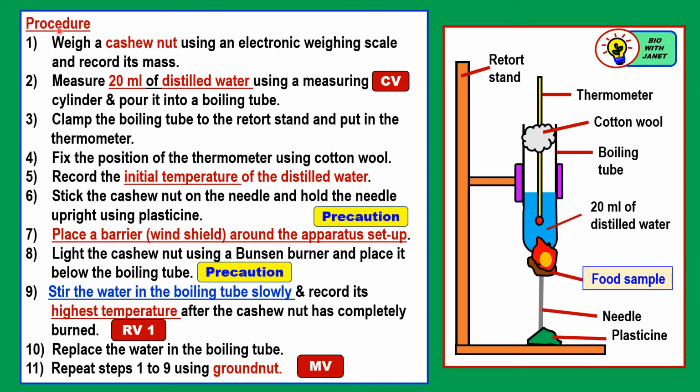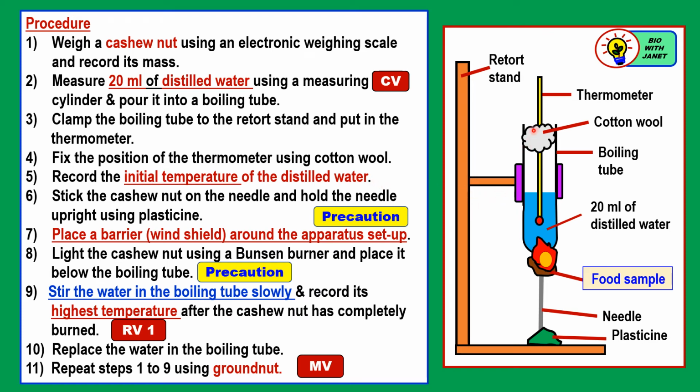So here is the procedure, the steps for the experiment, right? Let me go through very quickly and let's identify the various variables and precautions. First, weigh a cashew nut using an electronic weighing scale and record its mass. Then measure 20 ml of distilled water using a measuring cylinder and pour it into a boiling tube. So this is your CV. Clamp the boiling tube to the retort stand and put in the thermometer. Fix the position of the thermometer using cotton wool.